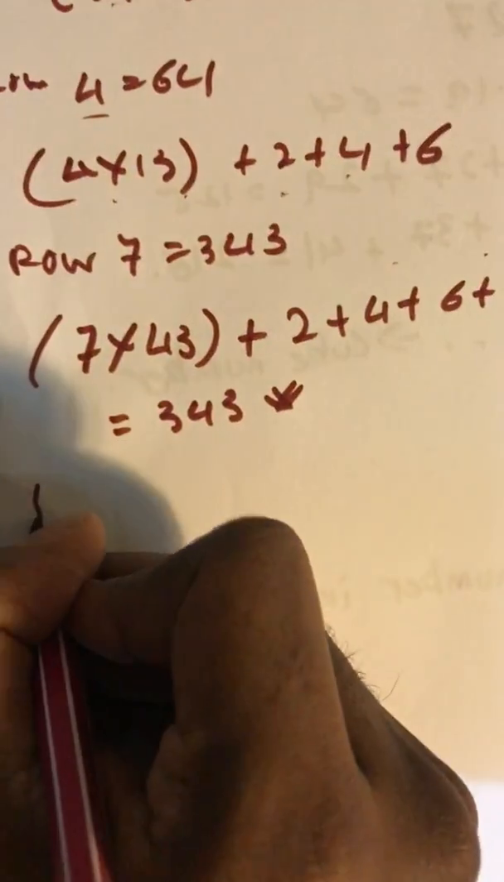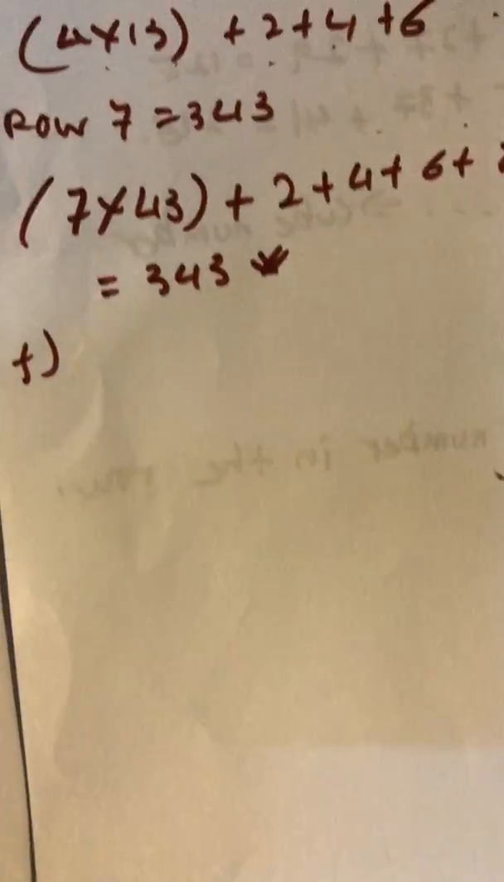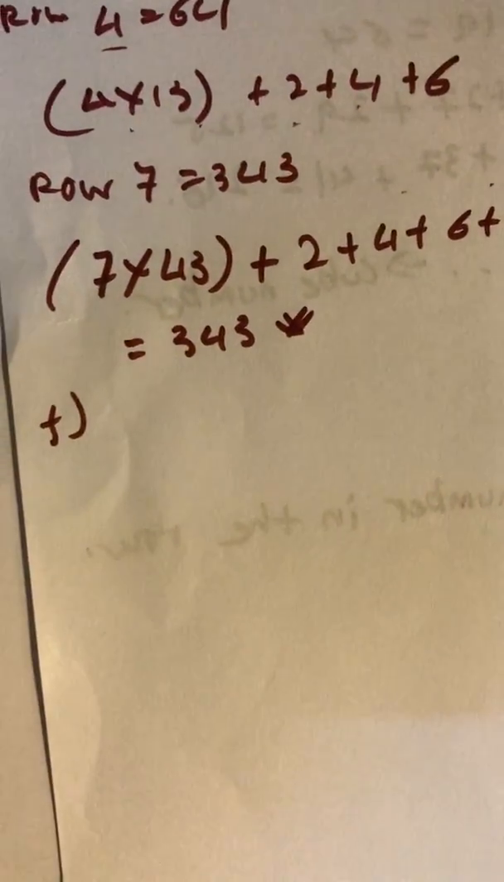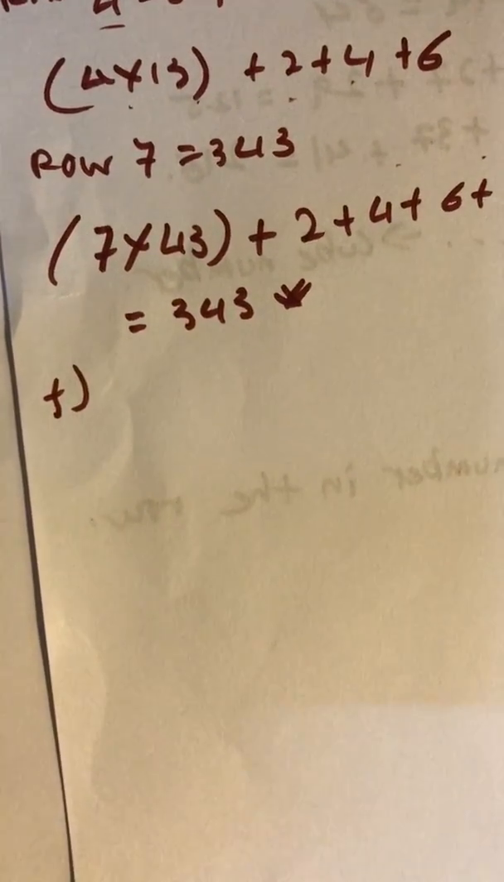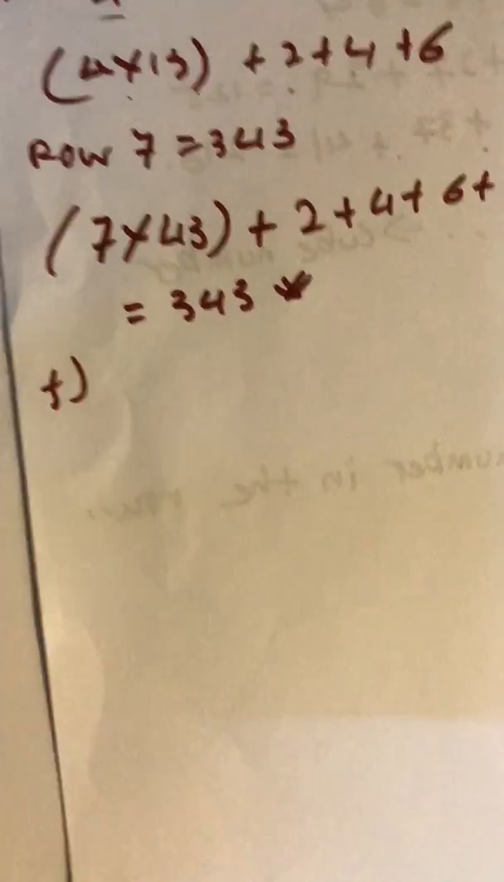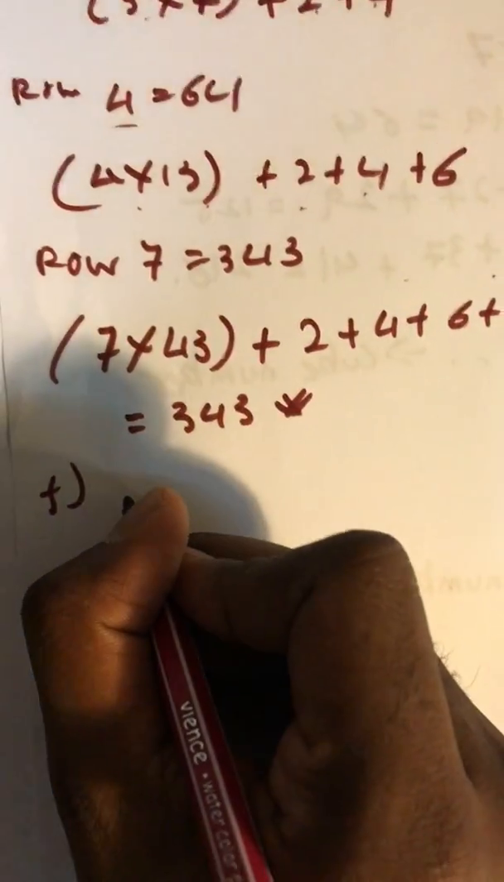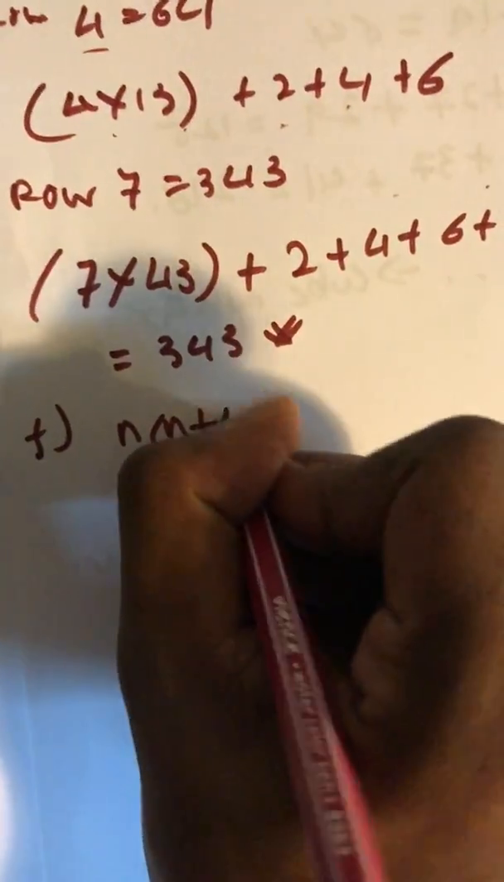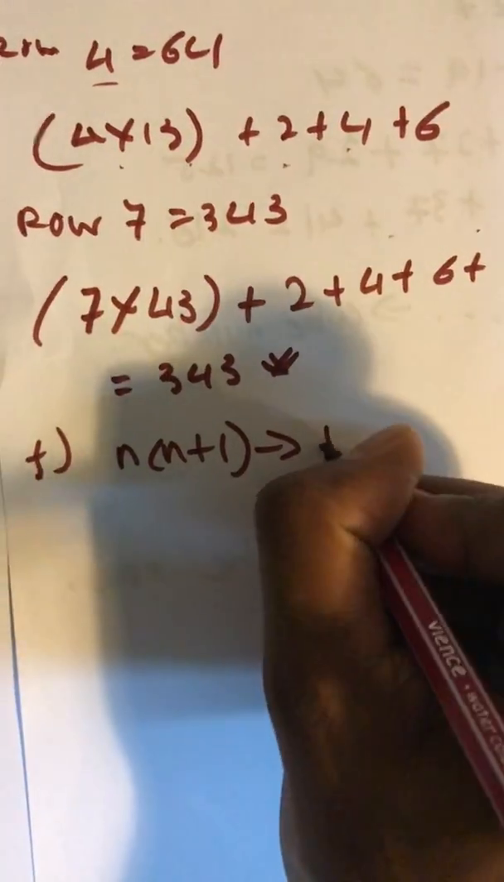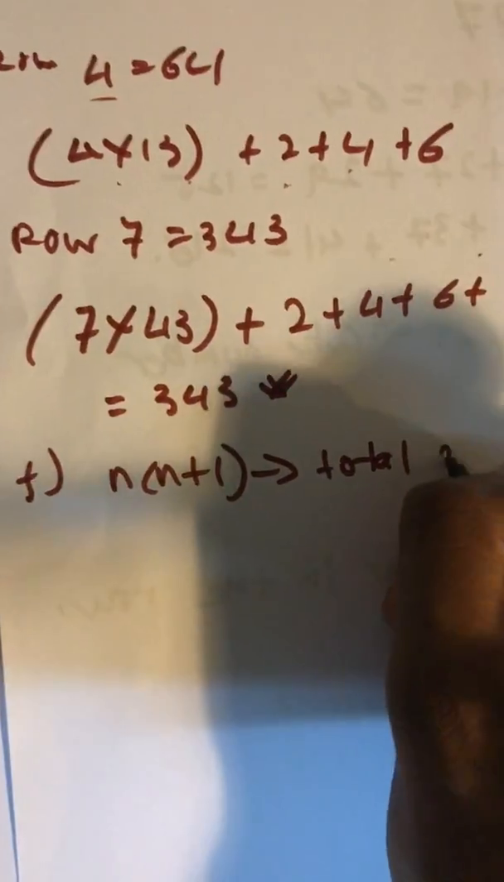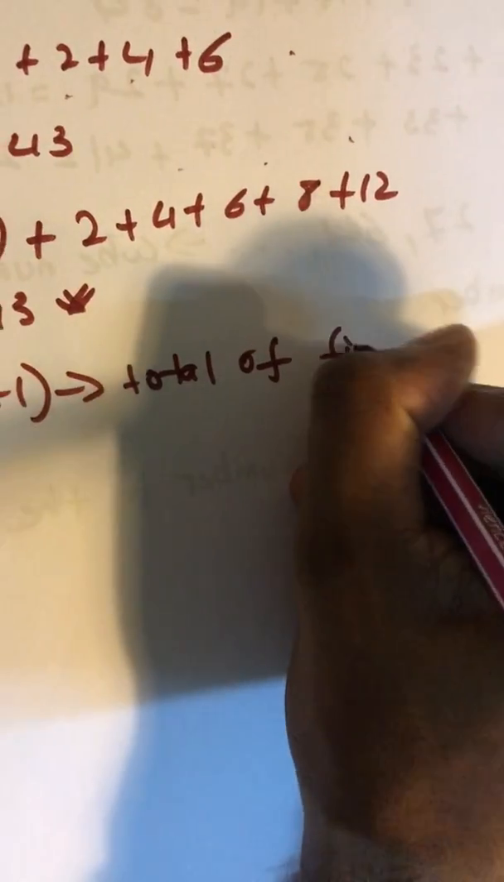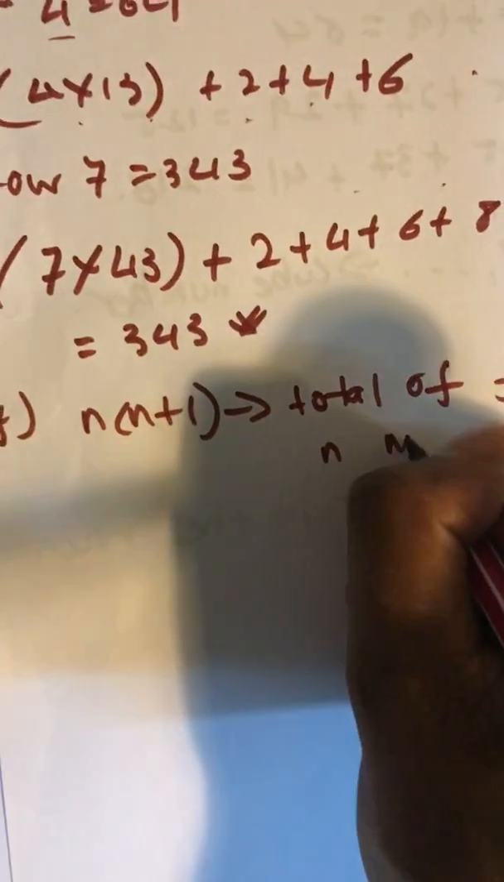Now question F. What they ask you to do is the total of the first n odd numbers is n squared. Write down the formula for that. They say the total of the first n numbers, n plus 1. I'm going to write something here. They say total of first n numbers.